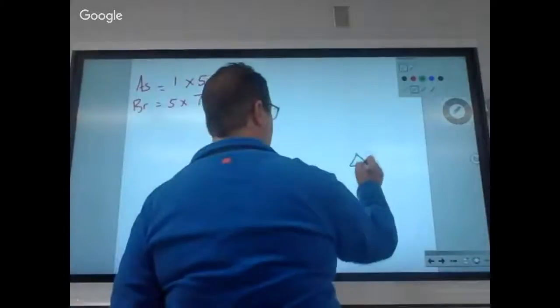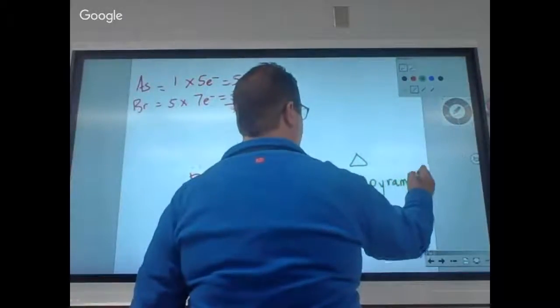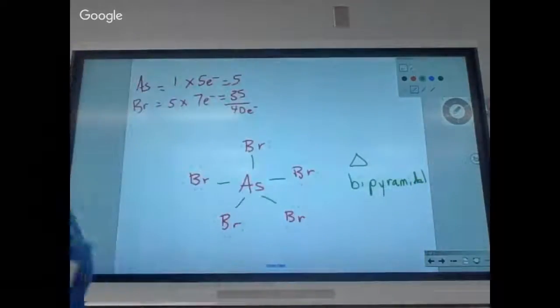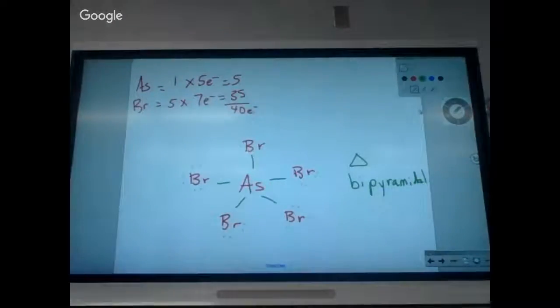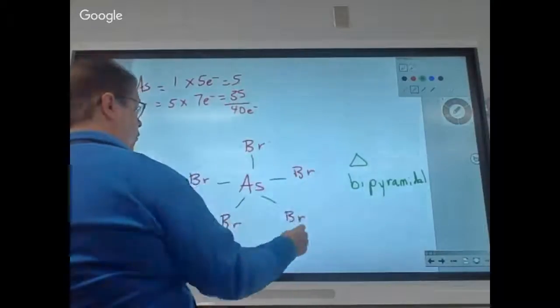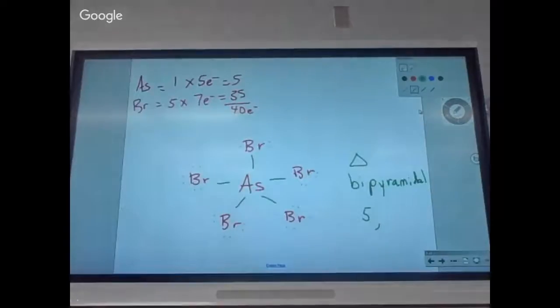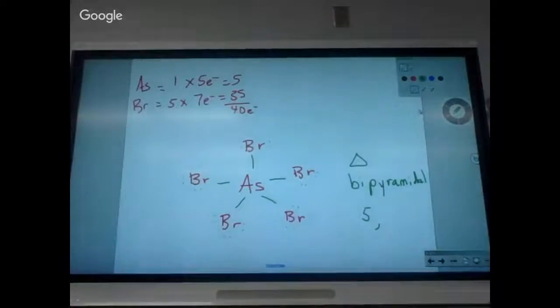Yep. Triangular bipyramidal. How do we know that it's triangular bipyramidal, for those people who are absent? It's got 5 what? It's got 5 bromines. 1, 2, 3, 4, 5 bromines. And it has what else? You've got something else you have to know besides there are 5 bromines. Yep. It's got 5 atoms on the central atom, 5 bromines on the central atom, and no lone pairs.